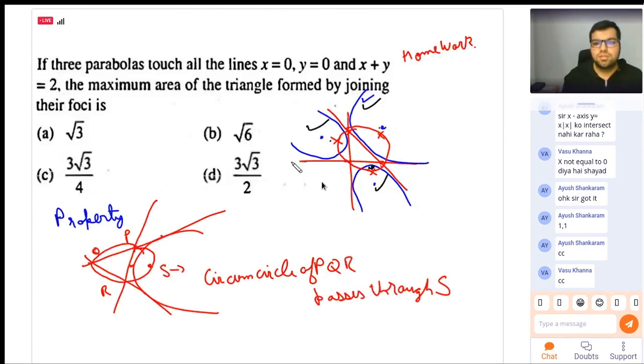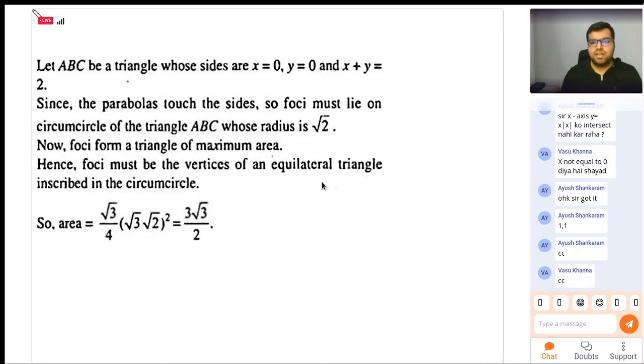Most of the questions in the slides we have done in the class. The rest you can do as homework. The answer was 3 root 3 by 2 over here. So there is the homework.